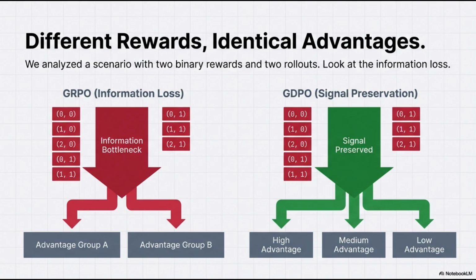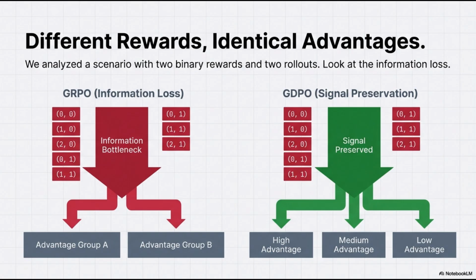All these different inputs get squeezed through this information bottleneck, and everything collapses into just two output groups. Advantage Group A and Advantage Group B. That's it. 9 different input scenarios, 2 output signals. We just destroyed more than half our training information.